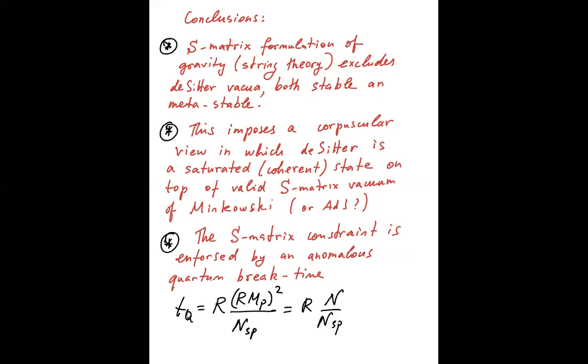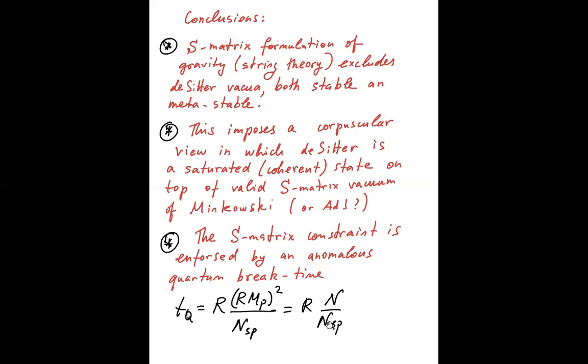And this imposes upon us a corpuscular view. The corpuscular view is that de Sitter is a saturated coherent state constructed on top of an S-matrix vacuum. And being a saturated state, it exhibits a quantum breaking time. I discussed several physical meanings of this quantum breaking time. One is that the entanglement becomes maximal at that quantum breaking time. And beyond this quantum breaking time, de Sitter cannot continue.